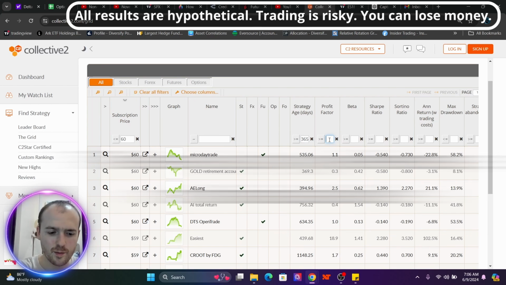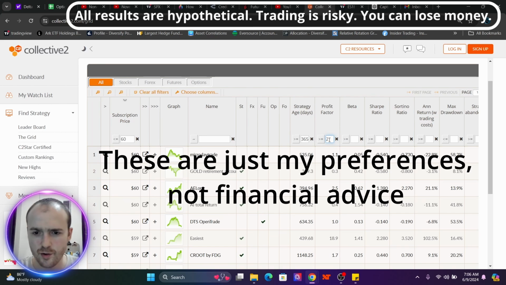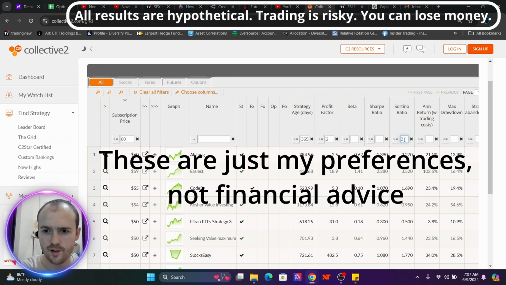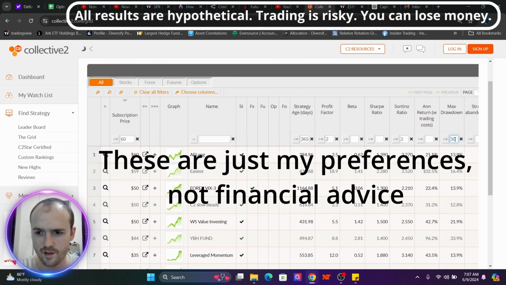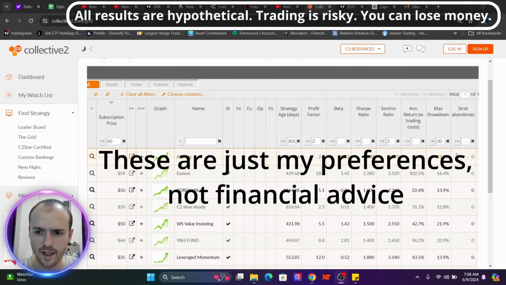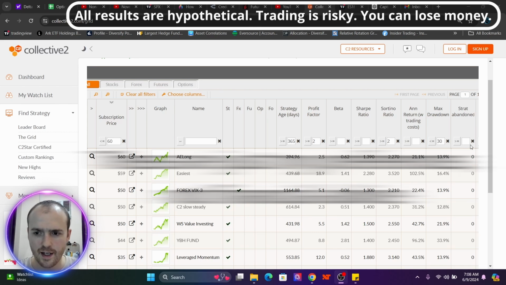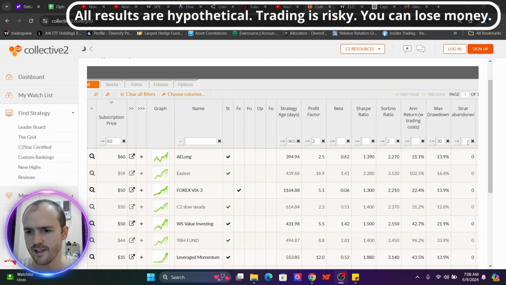Now let's put a profit factor of at least 2, a Sortino ratio of at least 2, and a max drawdown at most of 30%. And this last column on the right is one that I added by heading over to choose columns. We just want to make sure the strategy has had some trades in the past couple months. We want to make sure it's not abandoned, so we set this equal to 0.